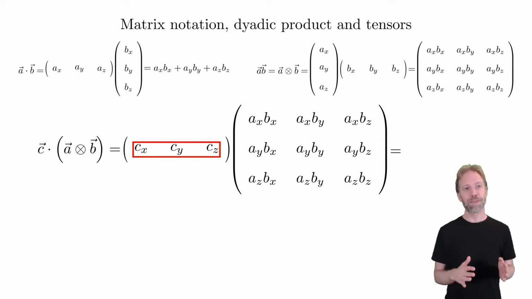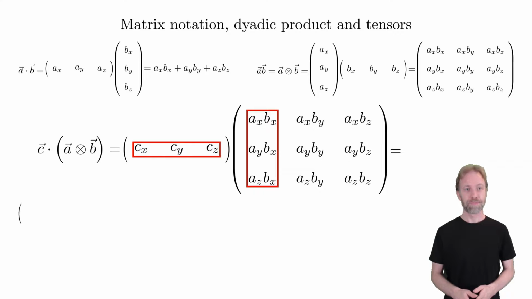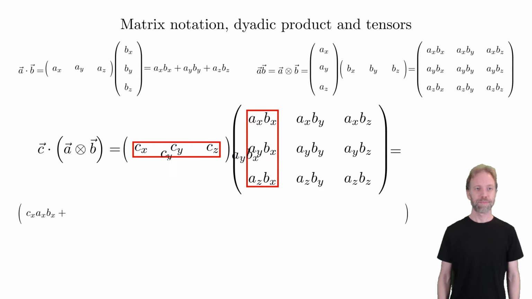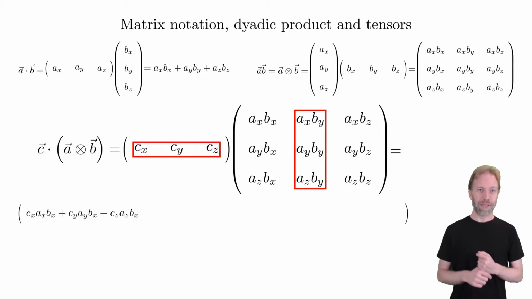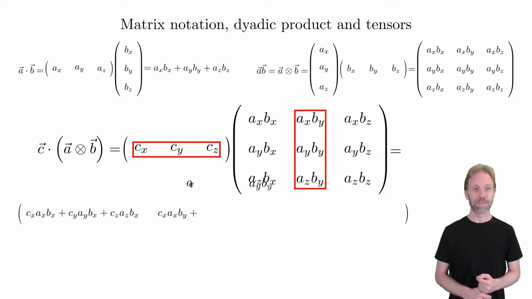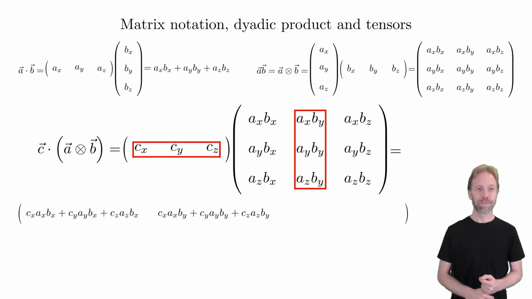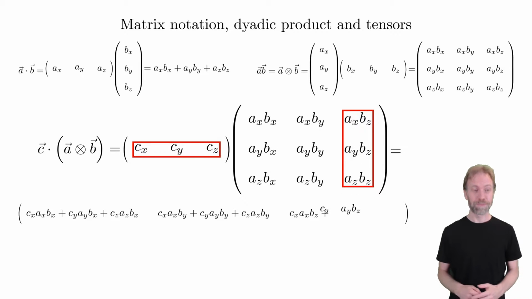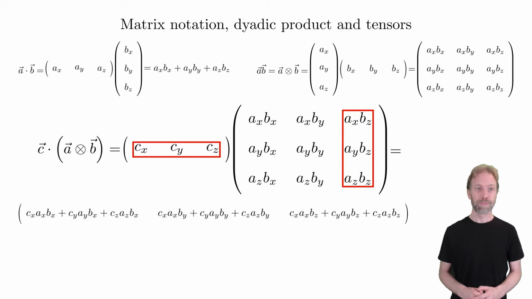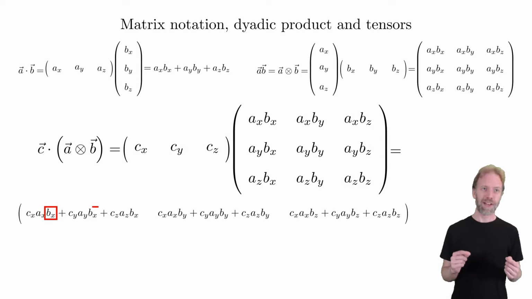Start by taking the vector multiplied by the first column. The second element will be the vector multiplied by the second column. And for the third element, we multiply by the third column. Here we can see that when we take the dot product between a vector and a tensor of rank 2, we get a vector. We can simplify a bit by noting that bx is common for all the terms in the first element.